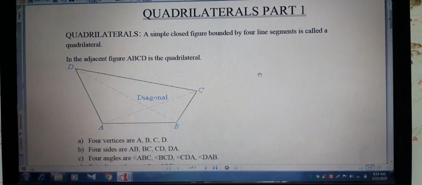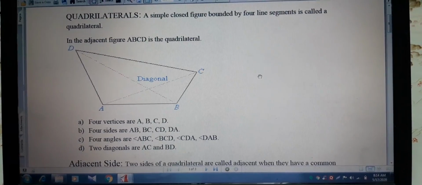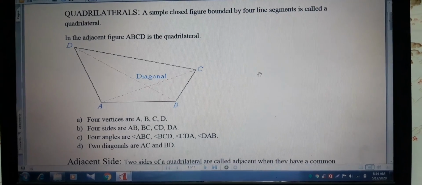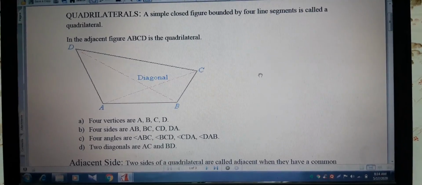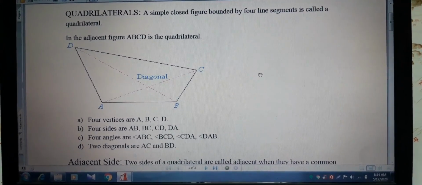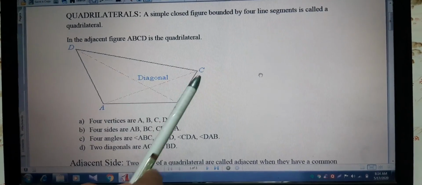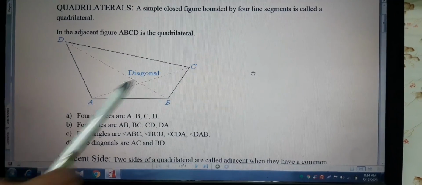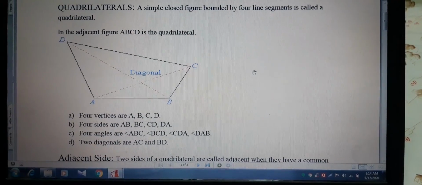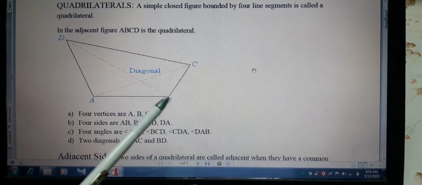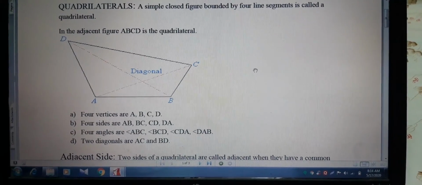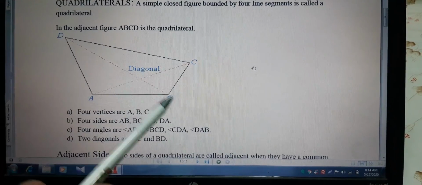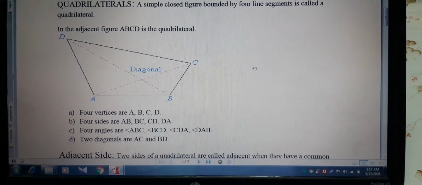Now, there is another point, diagonals. What is the meaning of diagonals? A diagonal is the line which joins two opposite vertices of any quadrilateral. You can see A and C. These two are opposite vertices. So the joining line AC is known as a diagonal, and BD is another diagonal, as BD joins the two opposite vertices B and D.